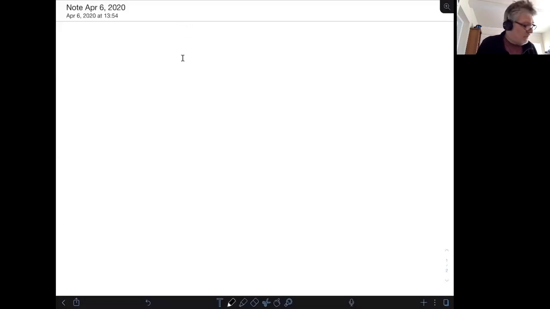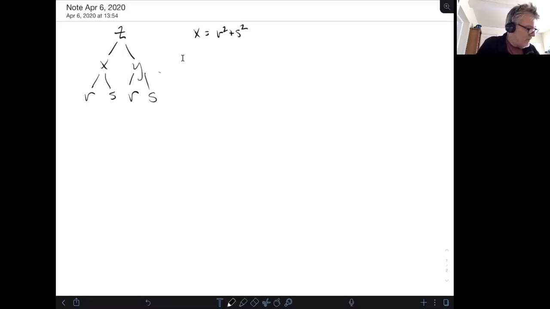Okay, so hopefully you see this. So here's our example. We have our function z. It's a function of x and y, which are both functions of r and s, like this. So what does the chain rule tell us? Let's just write down what x is. x is r squared plus s squared, and y is 2rs.